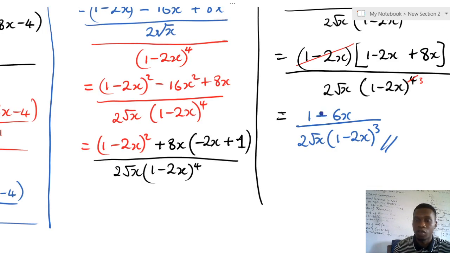Just to bring back, this is actually a plus. Sorry, when we have 1 minus 2x plus 8x, that will give us plus 6x, not minus 6x. So that's a mistake on my part. Now let's take one more question.